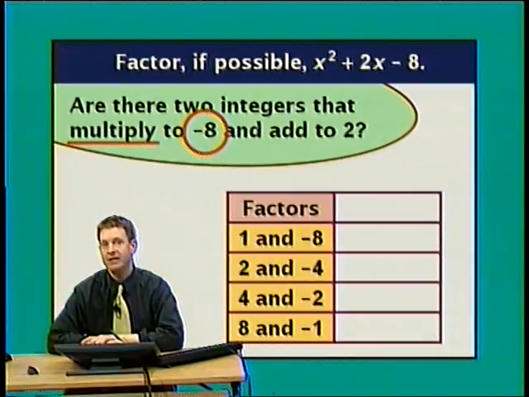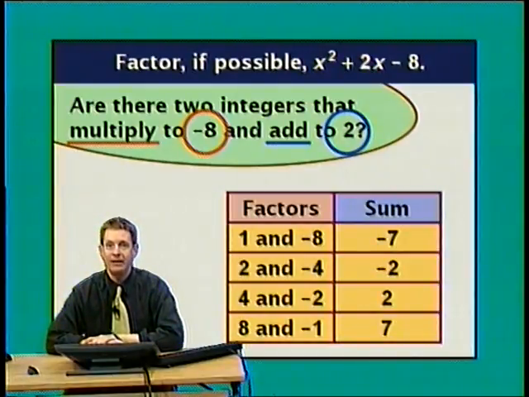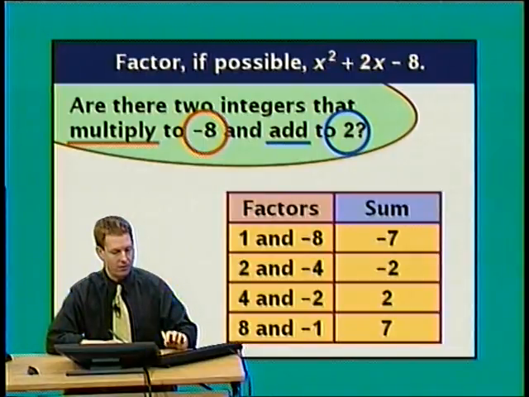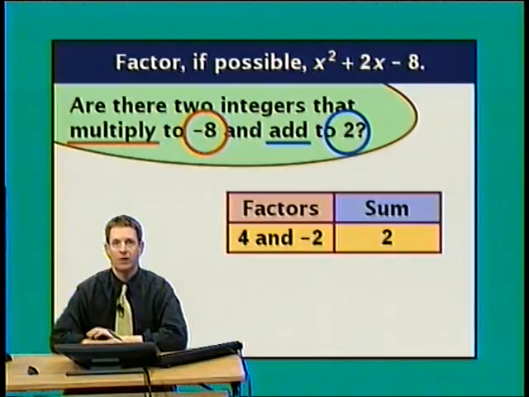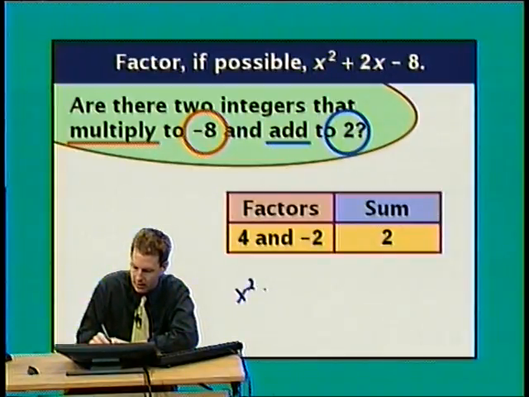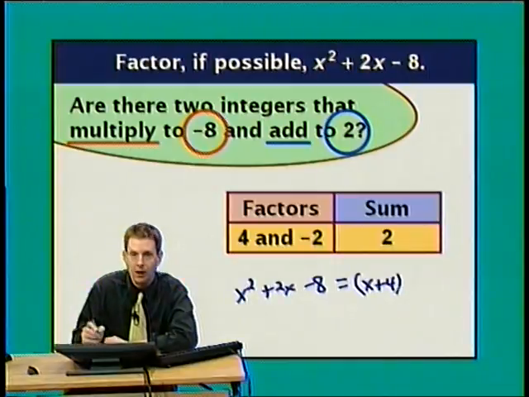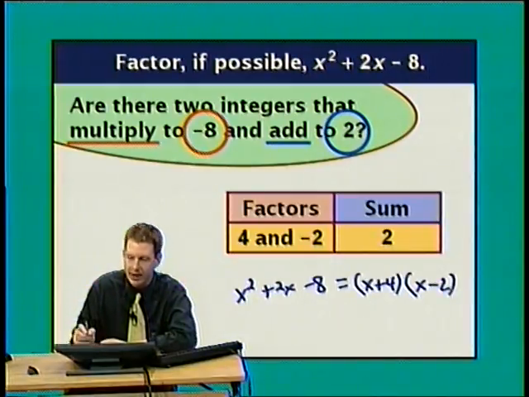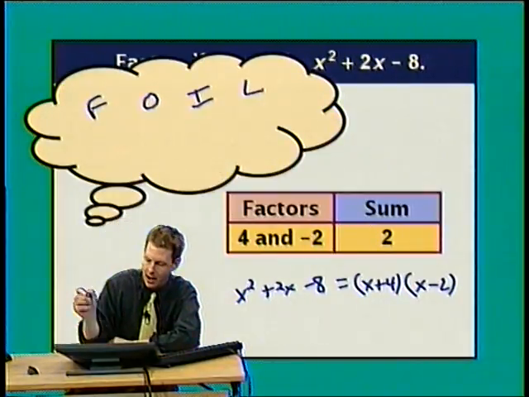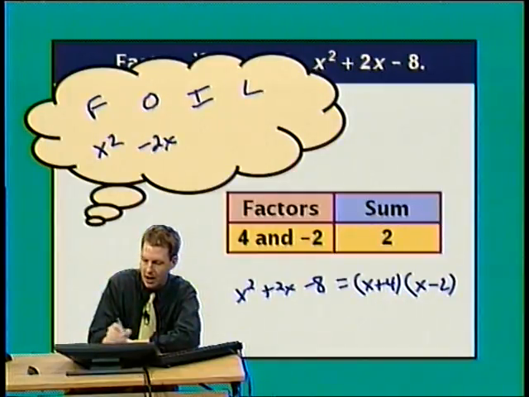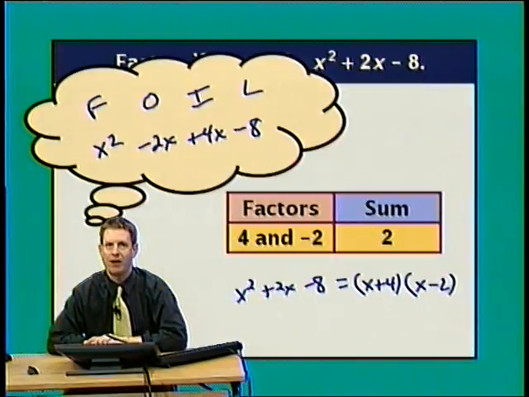Now I'm looking for a pair of these factors that add to 2. Well, let's look at their sums. I can see pretty easily that the pair that adds to 2 is 4 and negative 2. So what I want to do is use those as the constants in my two binomials. It must be the case that x squared plus 2x minus 8 factors into x plus 4 times x plus negative 2, which I'm going to write as x minus 2. Let's check. FOIL is x squared minus 2x plus 4x minus 8, which does indeed simplify to x squared plus 2x minus 8.